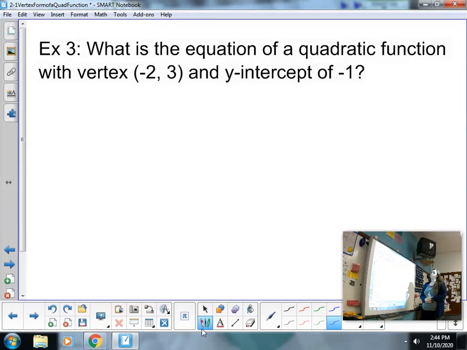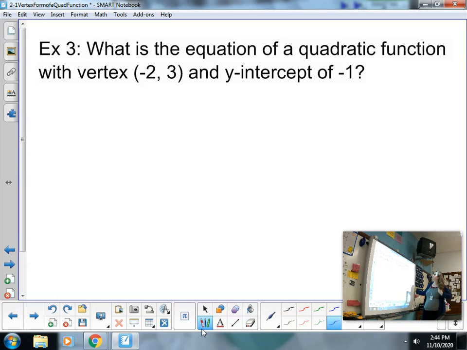The second part of our 2-1 notes for vertex form, we're going to cover how to write the equation of some type of quadratic when you're given information about it. Most of this is going to focus on writing in vertex form, but we are also going to look at switching it into that standard form, which we saw briefly on the second slide.